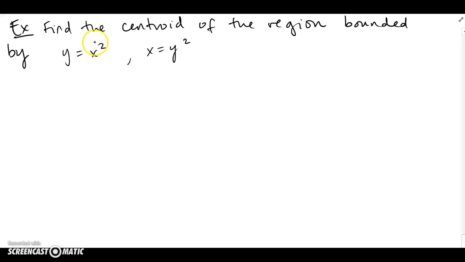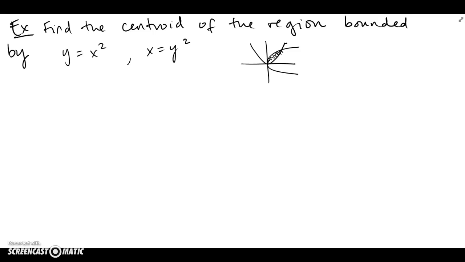Okay, let's look at finding the centroid of the region bounded by y equals x squared and x equals y squared. So we're basically looking at a parabola that opens up and a parabola that opens sideways. I guess the region of interest is right there, and we would need to find intersection points to figure out how to set up the limits of integration.